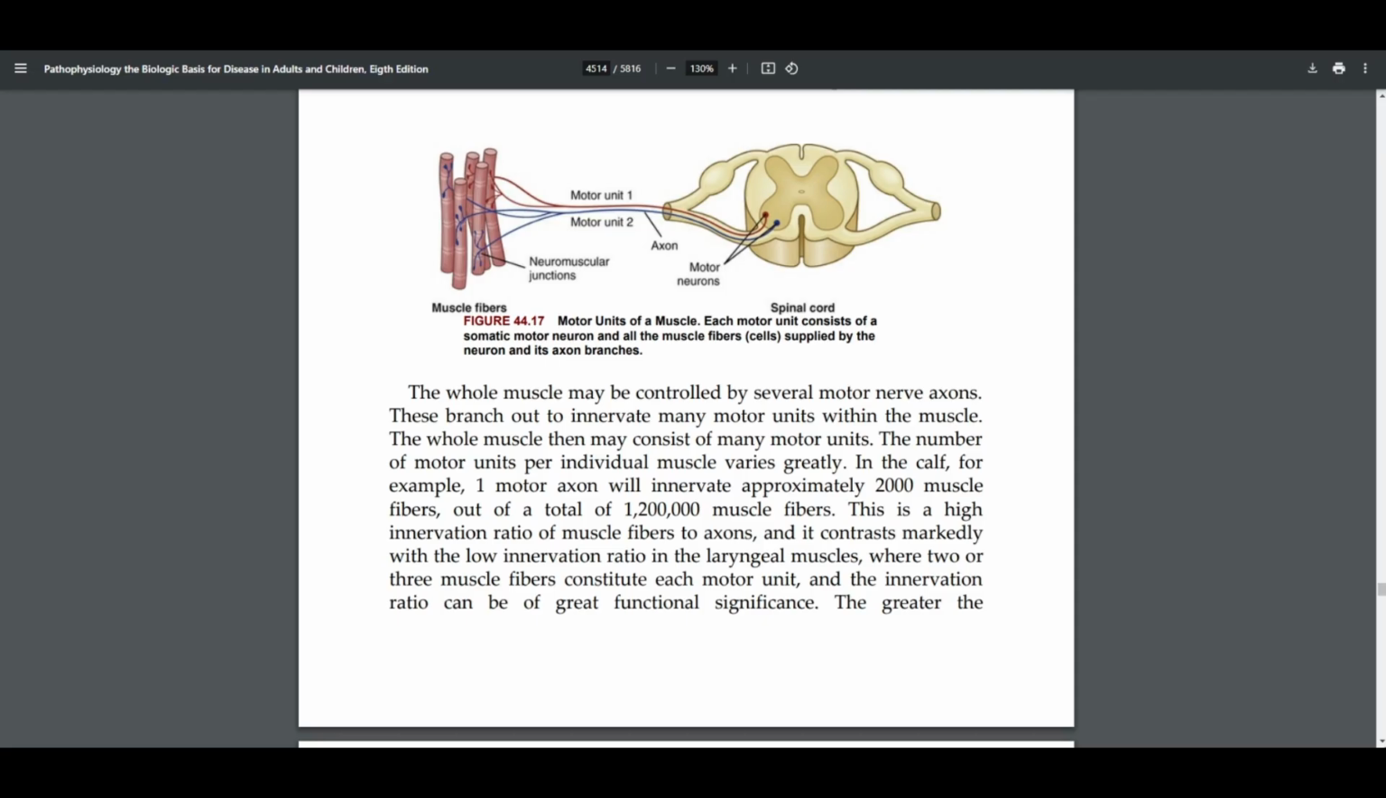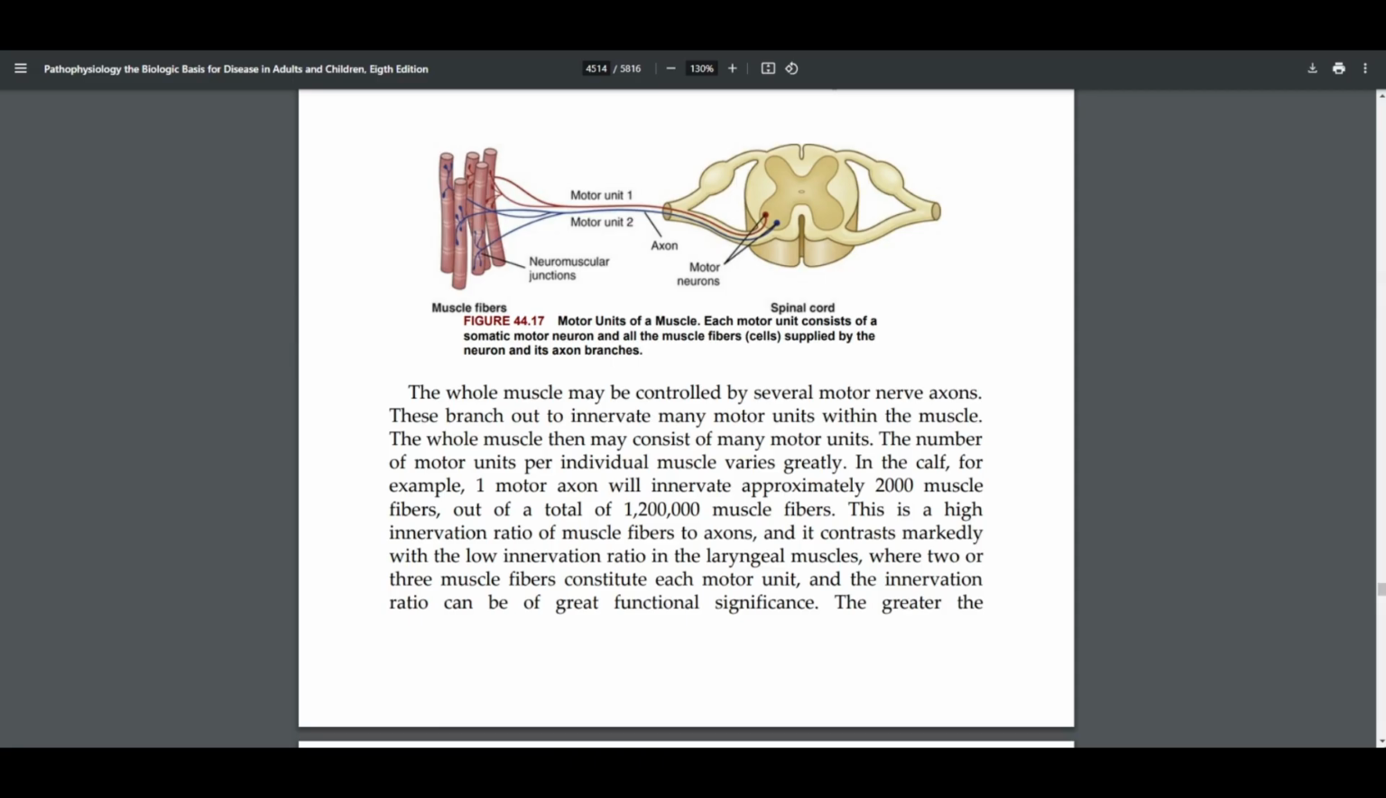The whole muscle may be controlled by several motor nerve axons. These branch out to innervate many motor units within the muscle. The whole muscle then may consist of many motor units. The number of motor units per individual muscle varies greatly. In the calf, for example, one motor axon will innervate approximately 2,000 muscle fibers out of the total 1,200,000 muscle fibers.